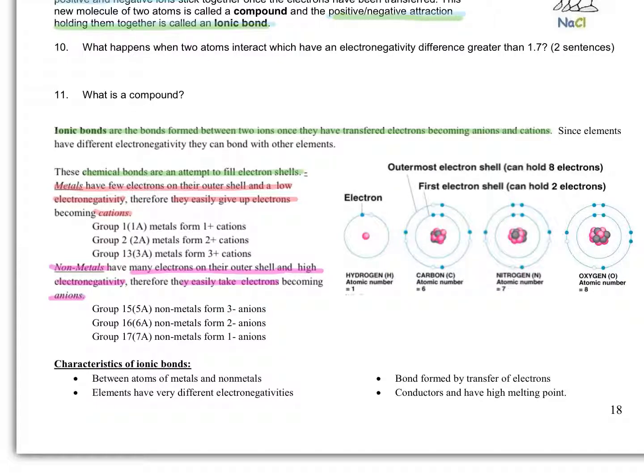So some of the properties of ionic bonds is they are between metals and nonmetals. These elements have very different electronegativities. Metals have low electronegativity, nonmetals have high. The bond forms by transferring electrons. Once the electrons are transferred, that positive and negative are attracted to one another and they are bonded together. And they are high conductors with high melting points. They easily conduct electricity, they easily conduct heat, and they have high melting points.